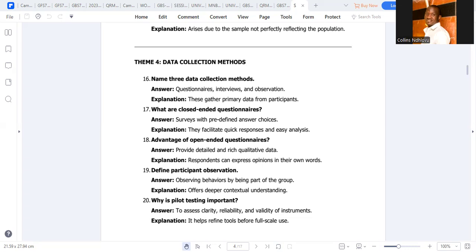We have two types of observation: participant and non-participant. In participant observation, you are embedded in the actual research, you act.